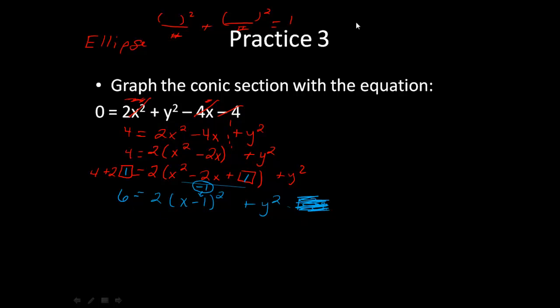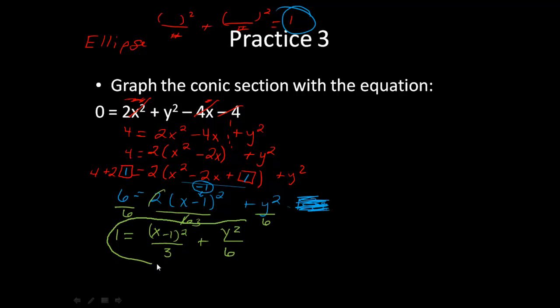Now the last thing, our ellipse has got to be set equal to 1. We have it equal to 6 right now. I need to change that into a 1 by dividing everything by 6. So I'm going to end up with 1 is equal. Now my 2 and my 6 will reduce to a 1 and to a 3. So I would have x minus 1 squared over 3 plus y squared over 6. And here we have our equation now in standard form. We've got the x quantity squared, we've got a y quantity squared, and we have it set equal to 1.